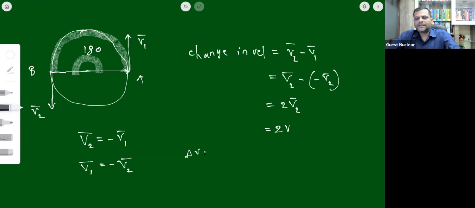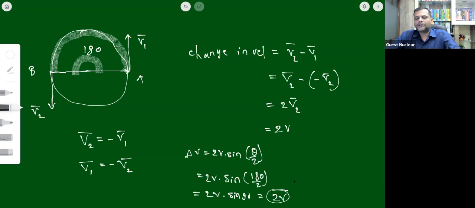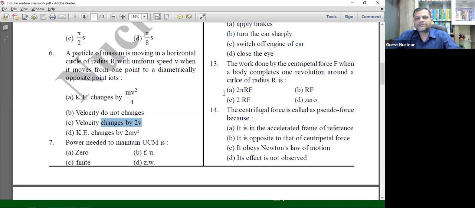तो delta v is actually going to be 2v sin theta by 2, correct है? And if you put this theta equal to 180 here, then we can get this 2v into sin of 180 by 2, and hence we can simply get it as 2v into sin 90, and sin 90 is nothing but 1, so that we get this 2v into 1 matlab 2v. So this is nothing but the magnitude of change in velocity of the particle when it turns through 180 degree. That means it moves from one point to diametrically opposite point here. Yes.